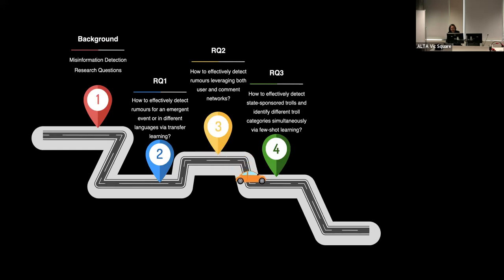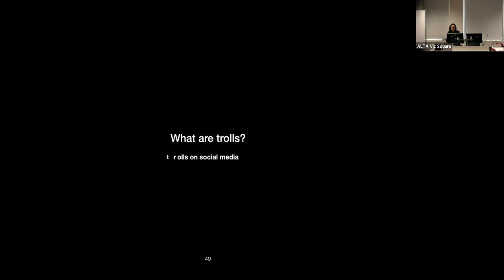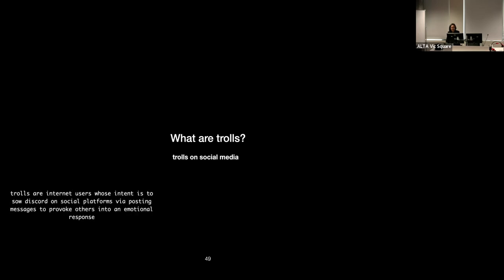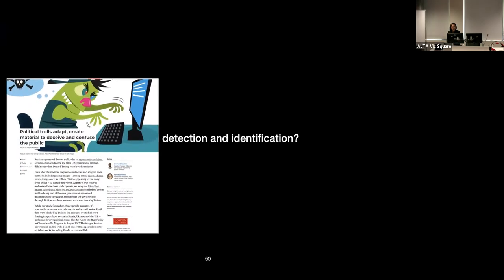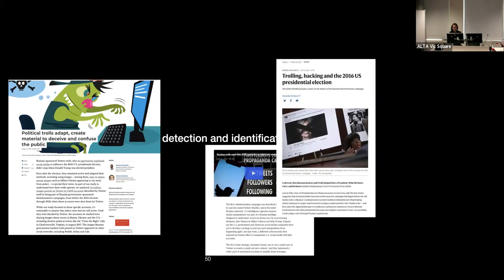And to quickly finish, research question 3 is to try to identify state-sponsored trolls and identify different troll types. This time, we want to figure out the trolls on social media. Basically, these are internet users who intend to spread misinformation and provoke others into an emotional response. Our focus is on state-sponsored trolls, and we use a Twitter dataset. In that case, we care about the users who spread the news on social media. And that has some political negative impact, so that's what triggered us to do the troll detection.